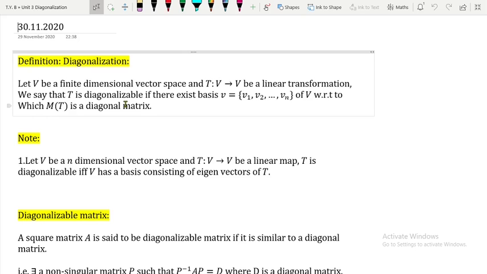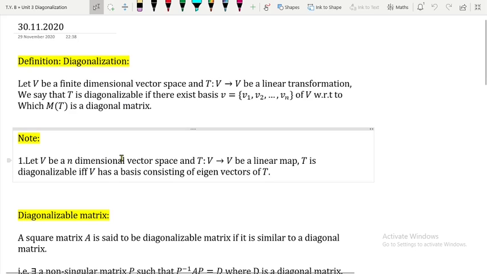Now the next thing is, it is quite a vague concept. I mean, it is very difficult to show that a certain linear transformation is diagonalizable. So therefore there is one note. A linear map is said to be diagonalizable if V has a basis consisting of eigenvectors of T. Okay, so this is the simple definition now. In other words, you can say that a linear transformation is diagonalizable if V has a basis consisting of eigenvectors of T.